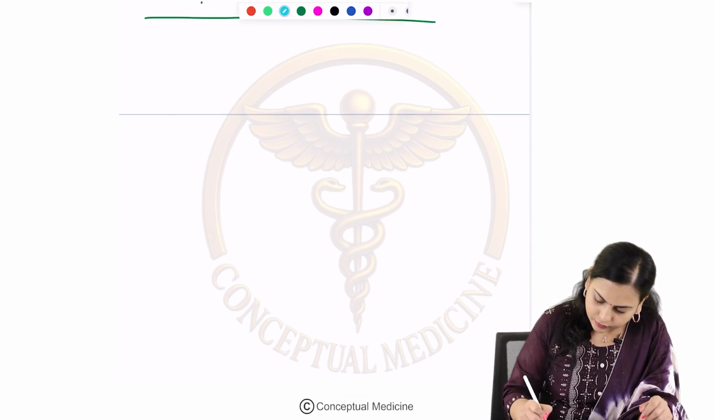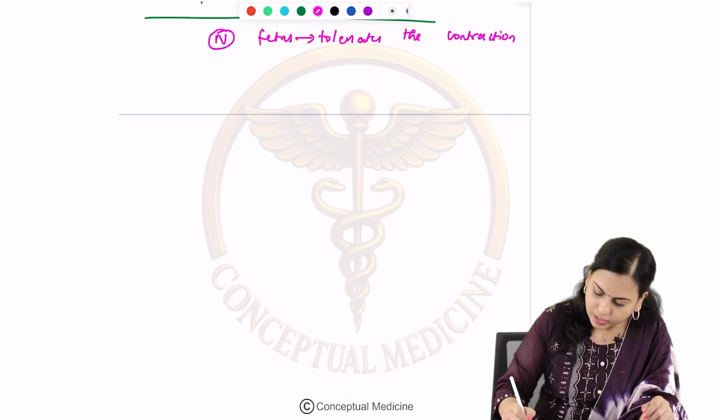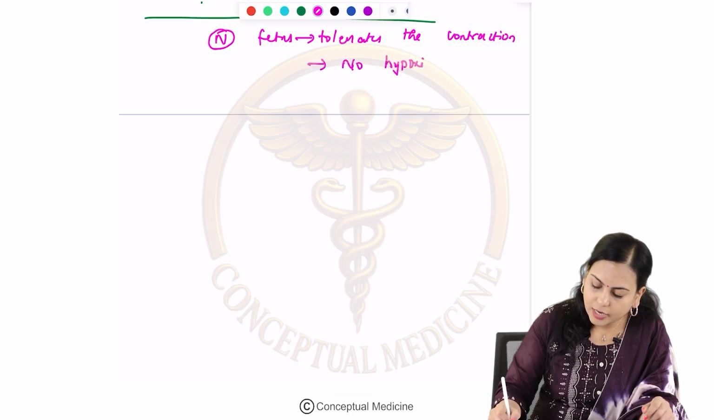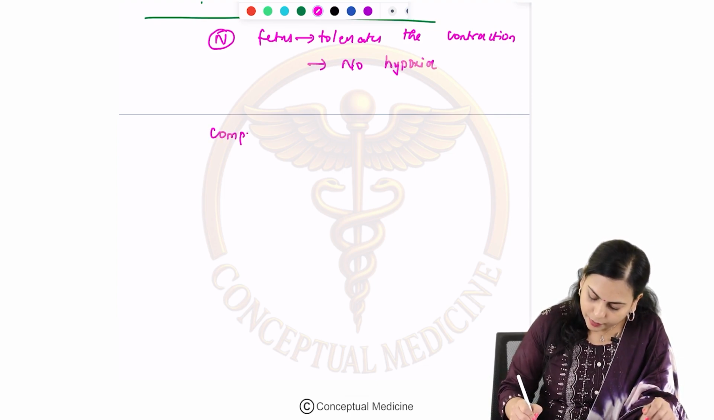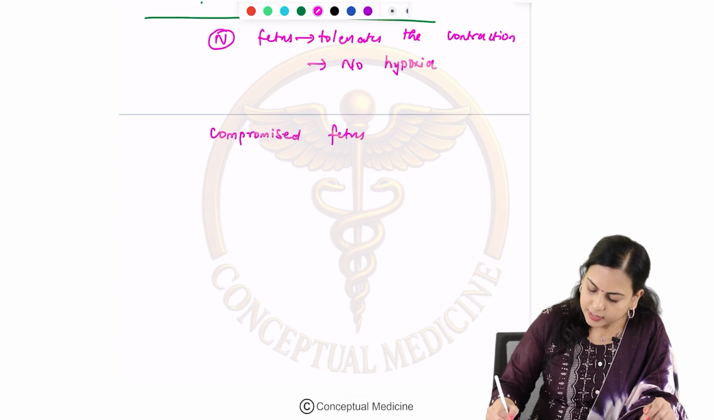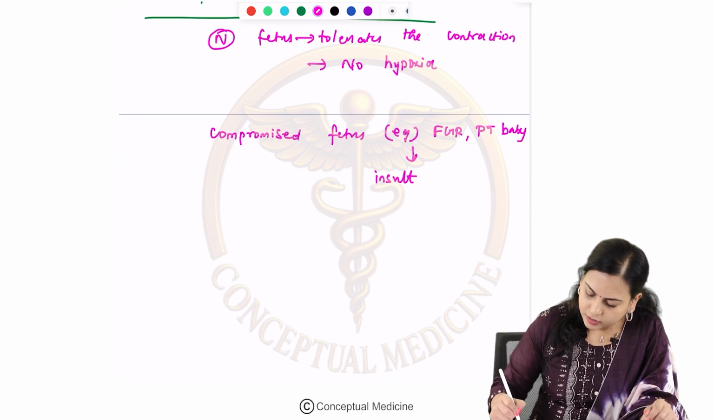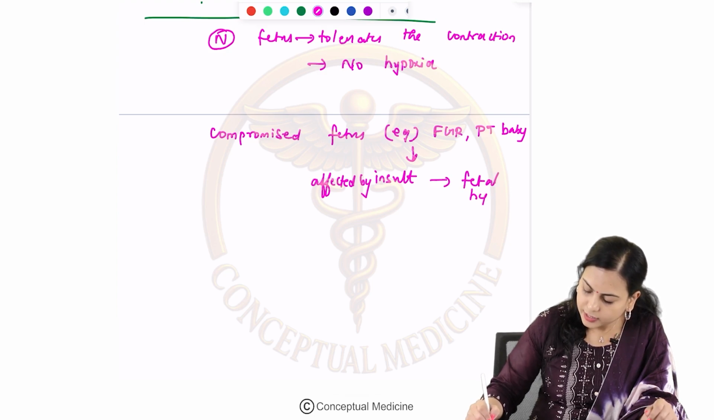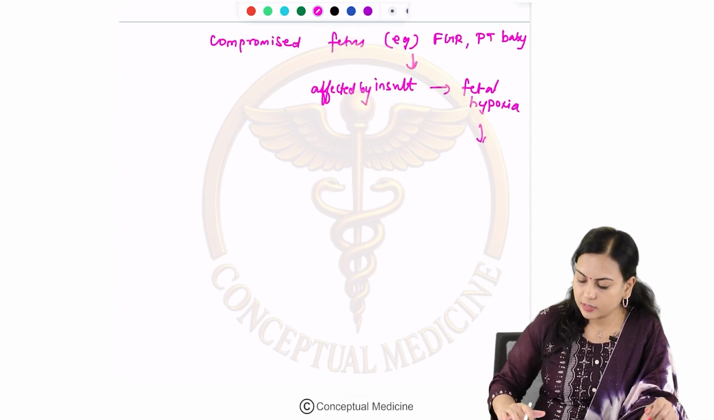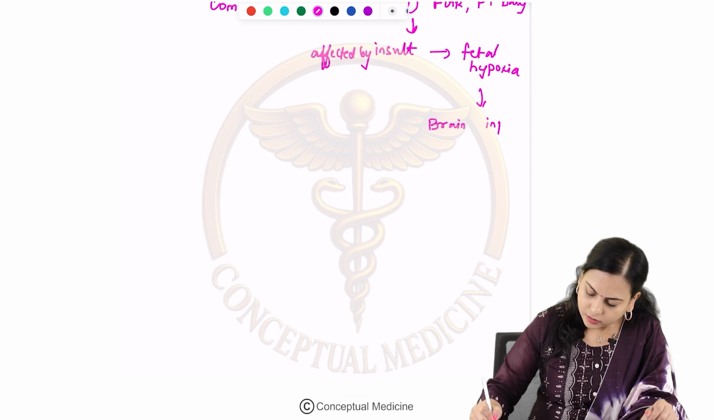As we have discussed, a normal fetus tolerates the contraction and there is no hypoxia, whereas a compromised fetus, for example an FGR or preterm baby, will be affected by the insult, and that will result in fetal hypoxia and can even result in brain injury. Clear?